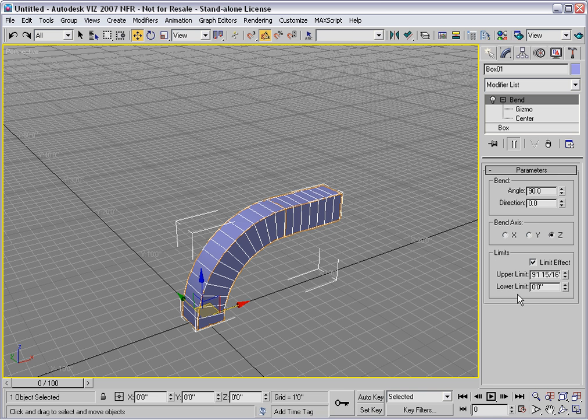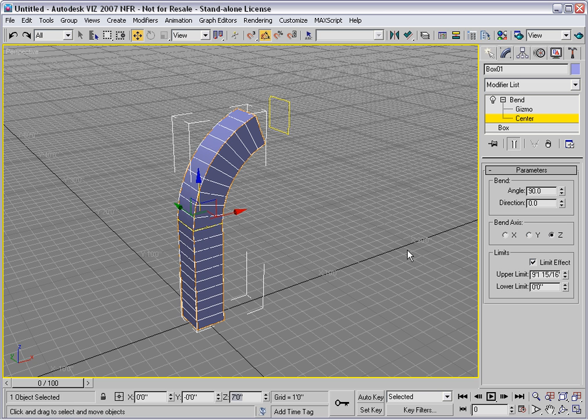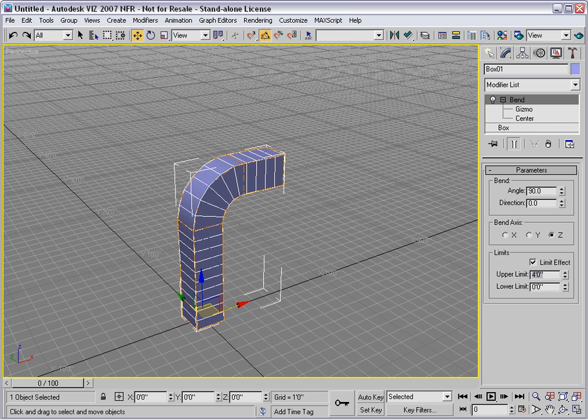To understand the lower limit, it will be helpful for us to move the center point of the modifier gizmo up. Let's move that up halfway to 7 feet in Z, and then I'll exit the sub-object mode. I'll set the upper limit at 4 feet, and I'll set the lower limit at a negative value. I'll use minus 4 feet.